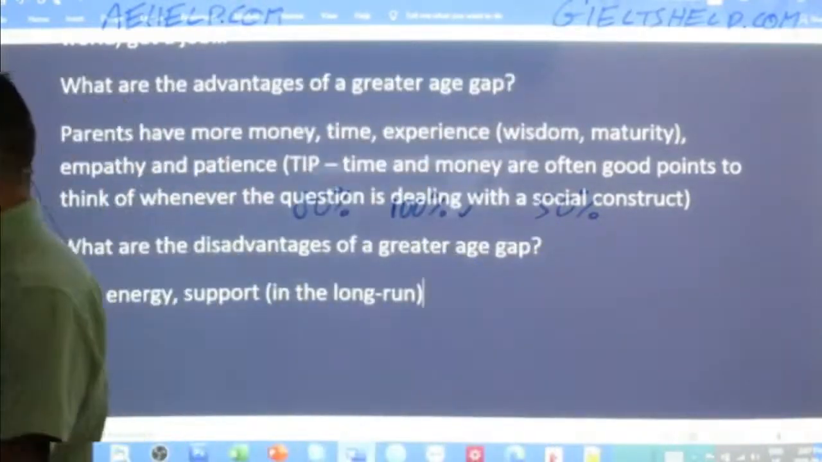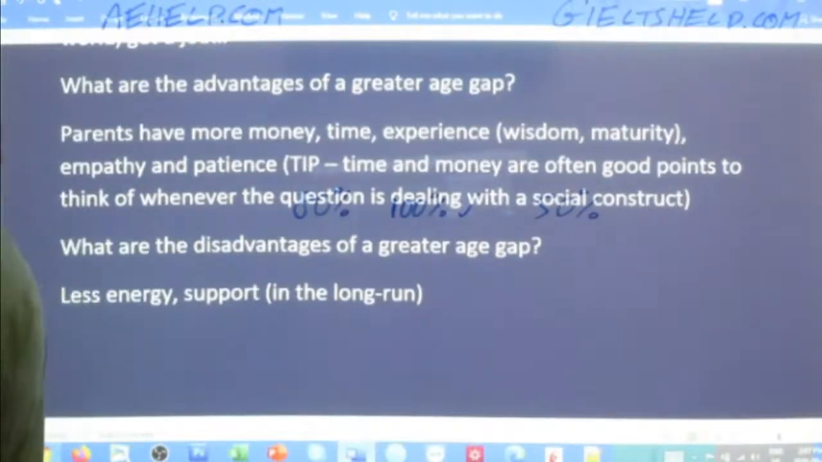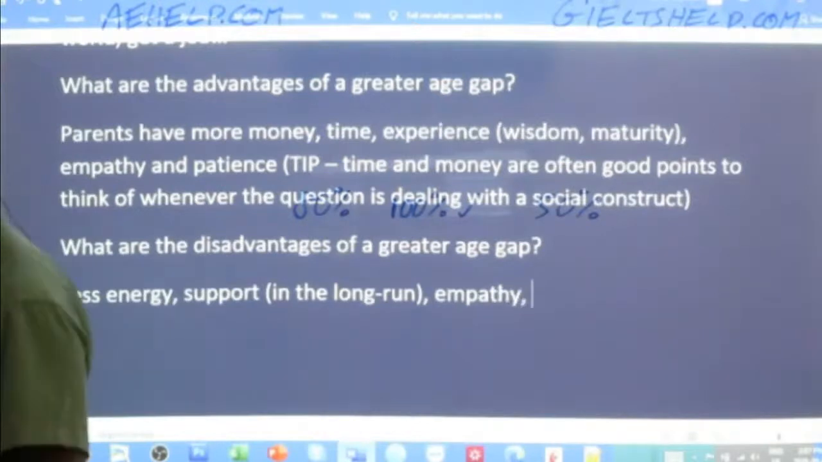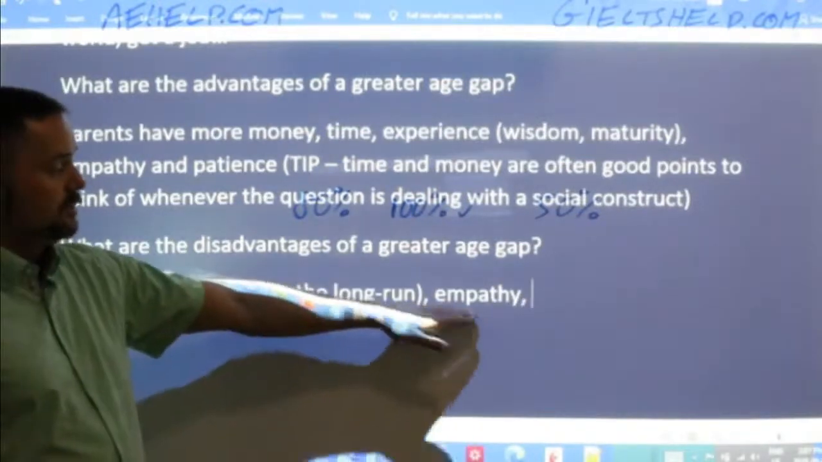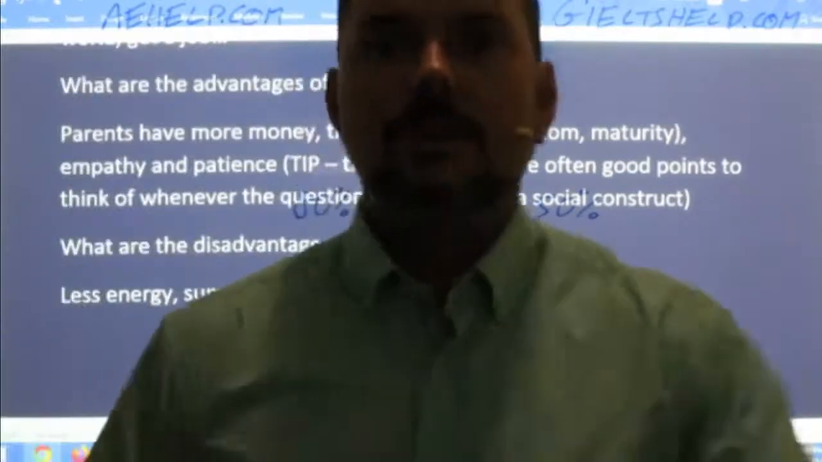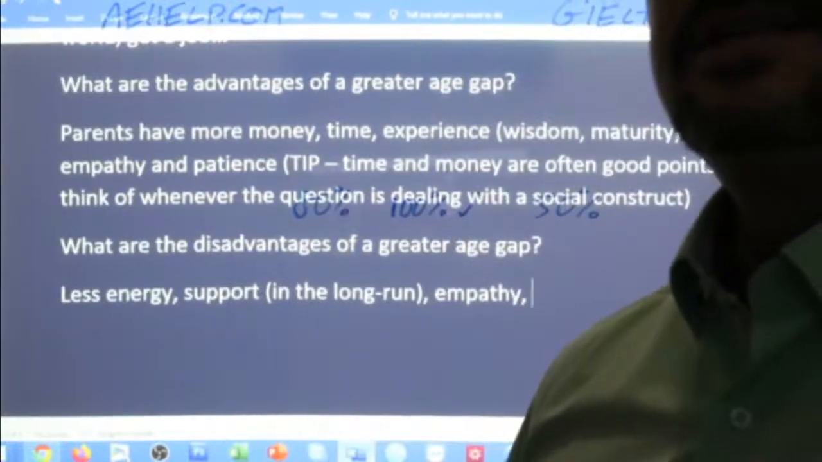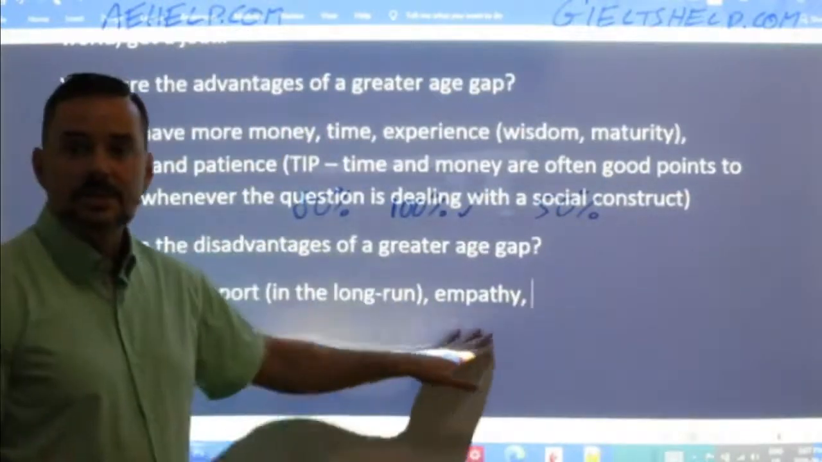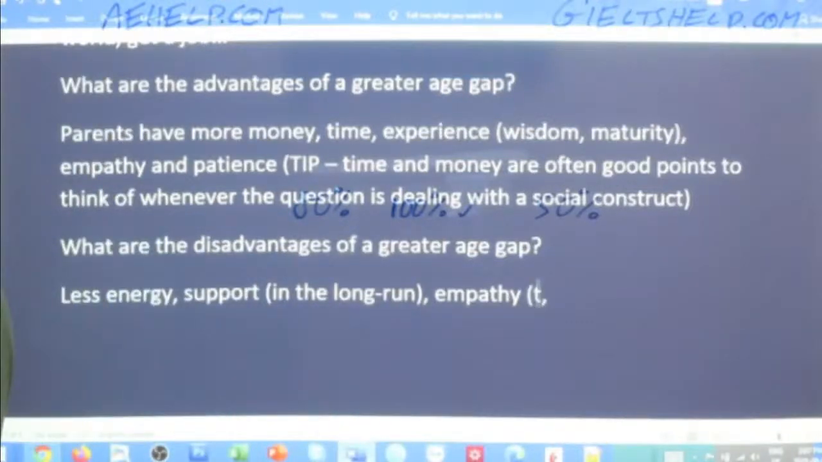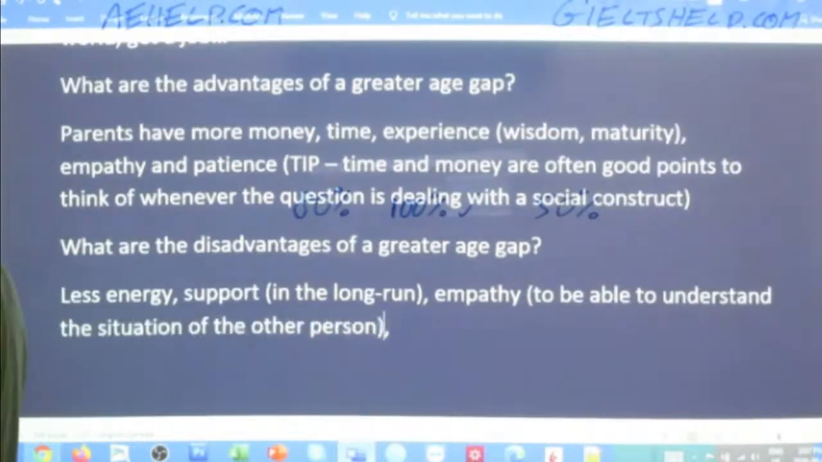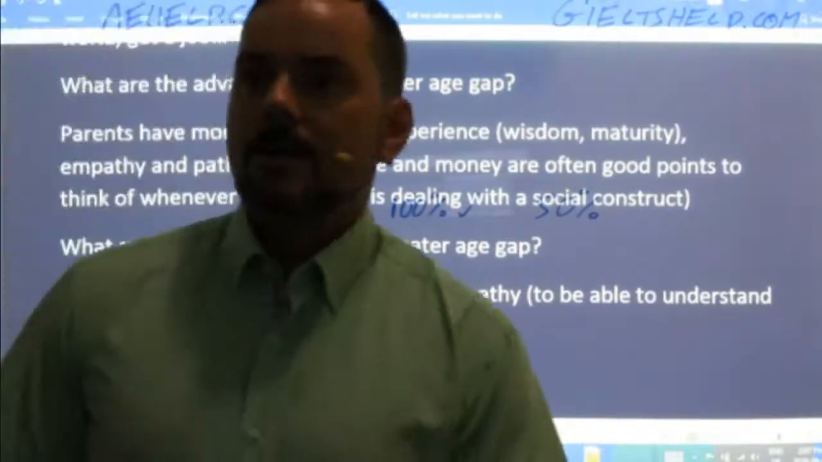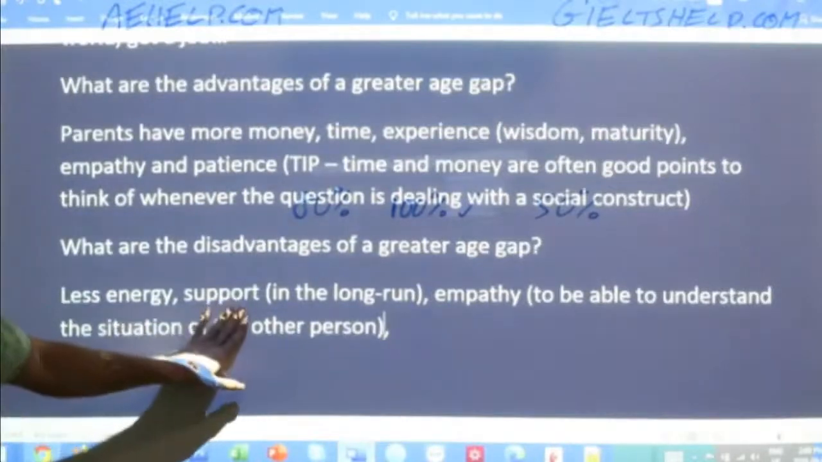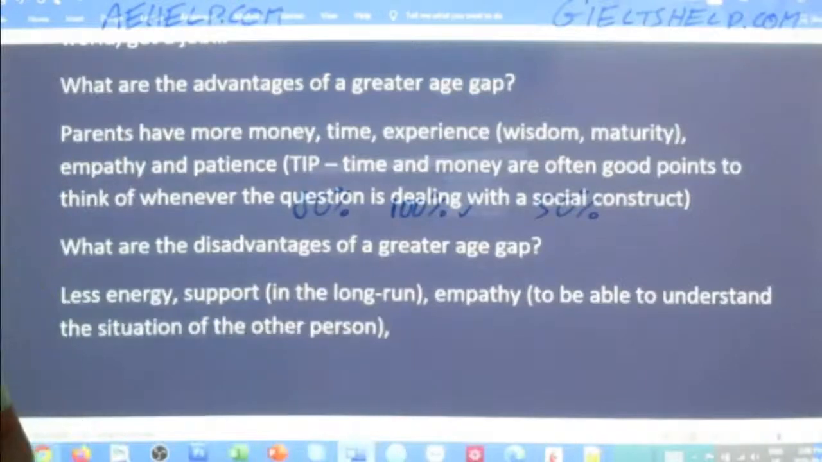Okay. Millen said generational gap leading to tension. So empathy or sympathy. Empathy. So when we get older, we tend to forget what it's like to be a child. So it's more difficult to empathize with them. Yeah, less understanding or an inability to understand them or more tension is less empathy. Everybody understands the word empathy? Empathy means to be able to understand the situation of the other person. Okay, that's what empathy means. All right, so less energy, less support in the long run, less empathy for that child.